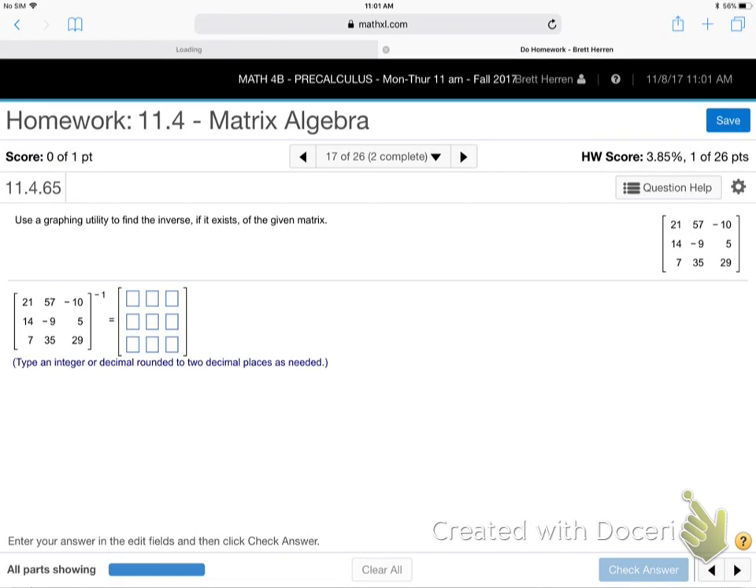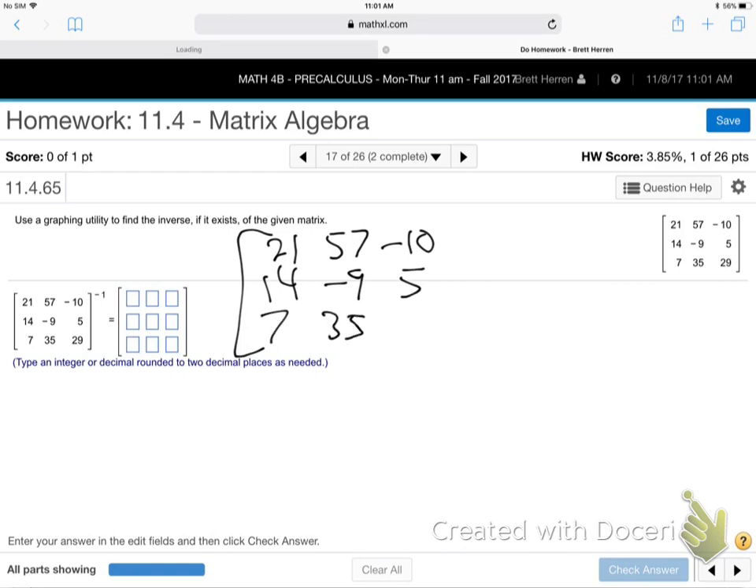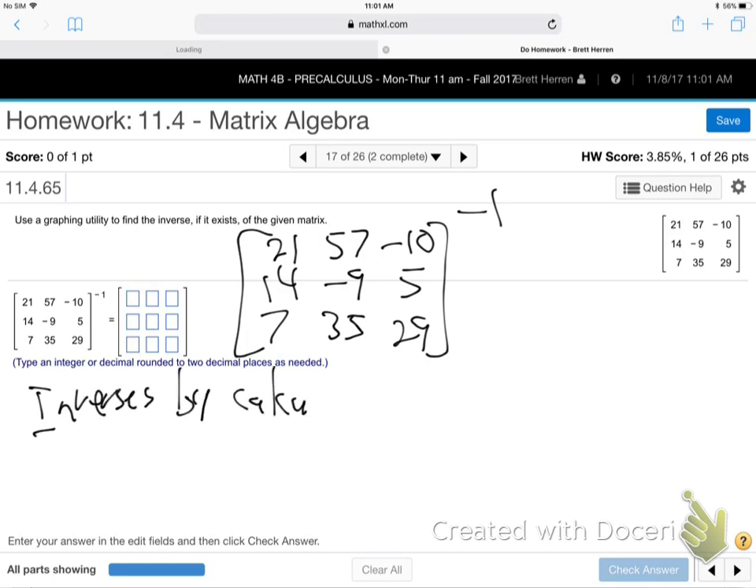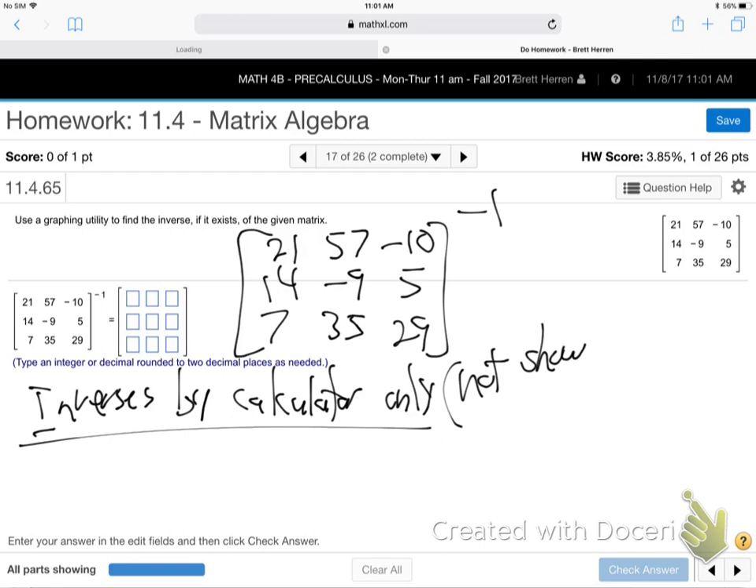So remember what we do and we don't do with these negative 1 power inverse matrix things. Are we ready? Remember, you do not do what MyMathLab says, because they say a terrible thing. Inverses by calculator only, not the show me an example thing.